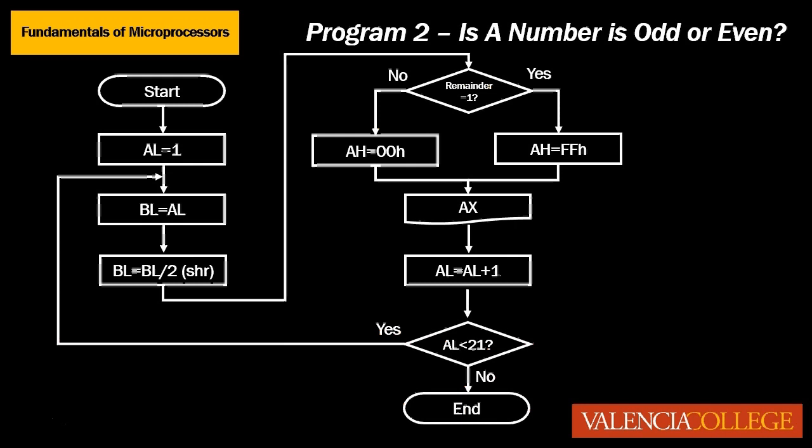Now you start seeing where the flags can be used to make the microprocessor change how it flows through your programs. Once you've determined whether the number is odd or even, you use that information to set the high order part of the AX register, then use a breakpoint to check the value of the AX register to make sure it's what you expect to see.